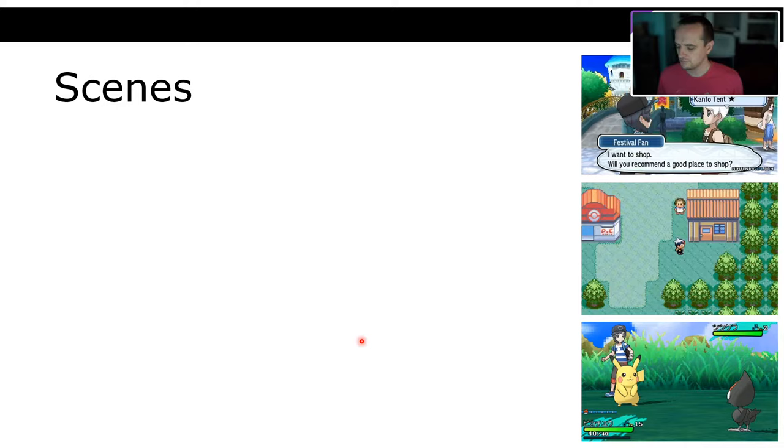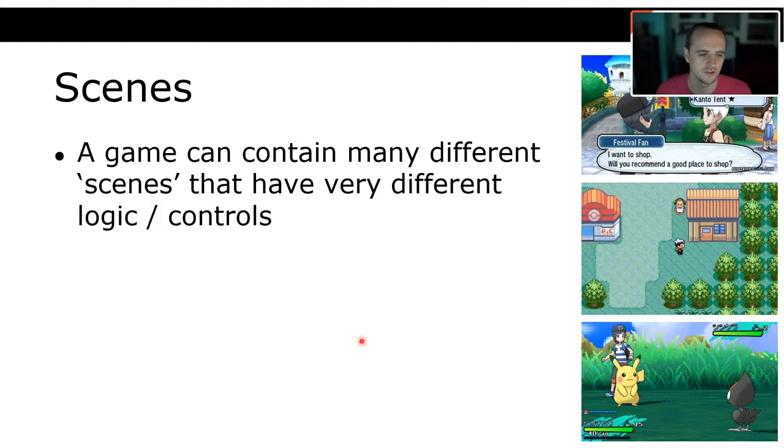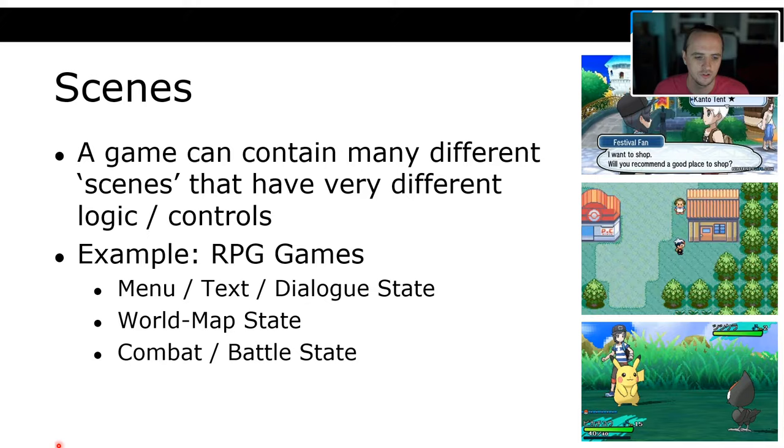So, what is a scene? I know I've talked about this before, but I just want to have all this sort of self-contained in this lecture as well. A game can contain many different scenes that have different logic and controls, right? So for example, in an RPG game, maybe we have different scenes like the following. We'll have like a menu or text or dialogue scene, okay? So up here, we're talking to somebody, we're in a dialogue or we're in a menu, etc. We could have a world map scene. Sorry, these are supposed to be scenes. Let me change this. Scene. We're doing it live.